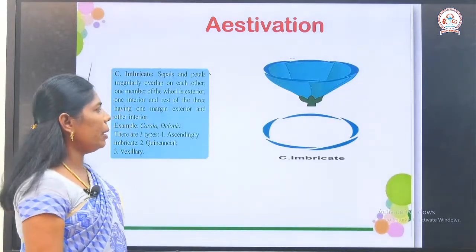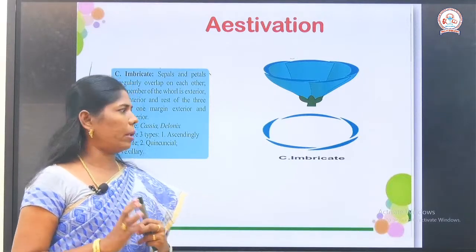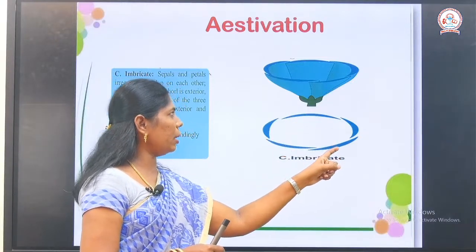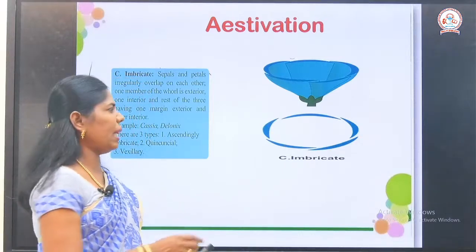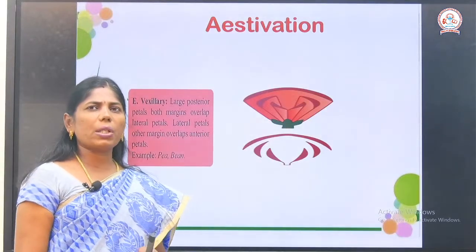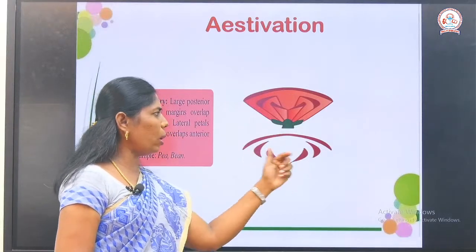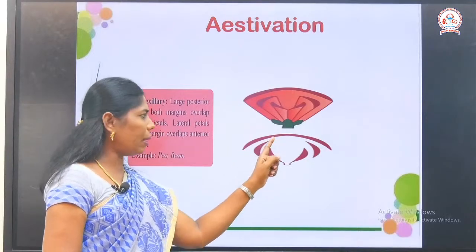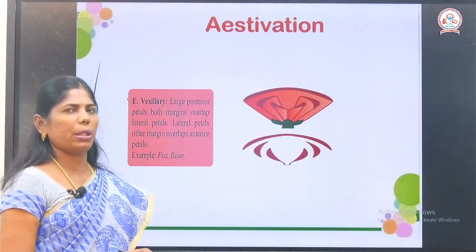Another one is imbricate aestivation. Here the arrangement is totally different. It has 2 interior, 1 interior, 1 exterior, another 3 are interior and exterior in condition, that is imbricate aestivation. Next one is vexillary aestivation. Here one is the posterior petal, another is the anterior petal, and it has 2 lateral petals. So the posterior petal overlaps the lateral petals, which overlap the anterior petal. This is the vexillary arrangement.